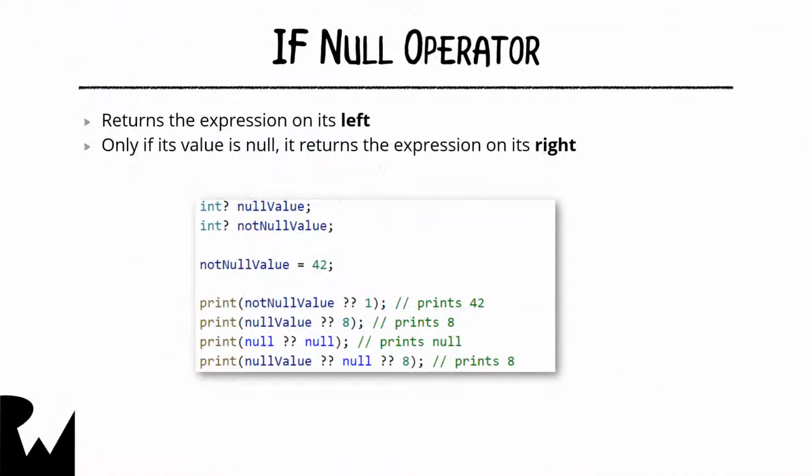The double question mark is also called null operator, or sometimes if-null operator. This operator returns the expression on its left, and only if its value is null, it returns the expression on the right. In the slide, you can see a few examples of its behavior. Note that you can also chain multiple if-null operators.